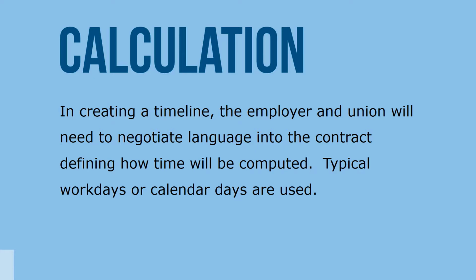In the event calendar days are used, the parties may discuss what occurs when the final day falls on a Saturday, Sunday, or holiday. In that instance, a typical contract provision allows the next regular working day to be the deadline for filing the grievance. In instances such as law enforcement, where there's no typical Monday through Friday work week, the use of calendar days is preferable.